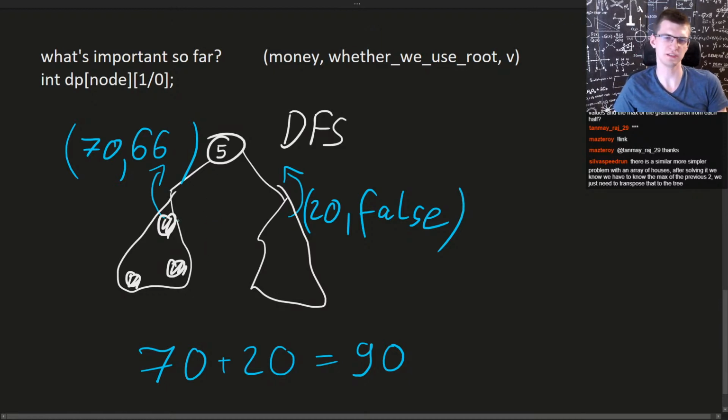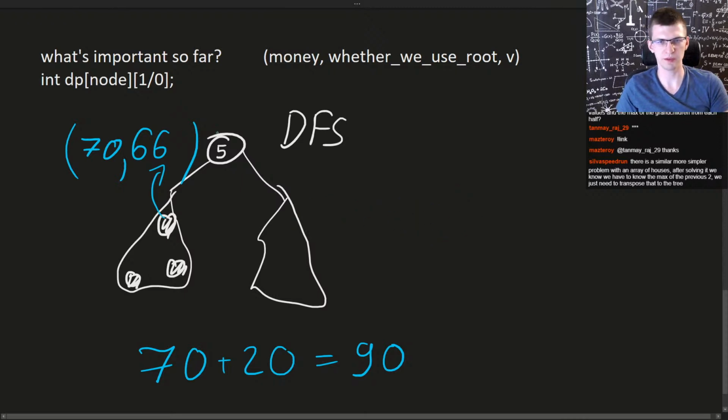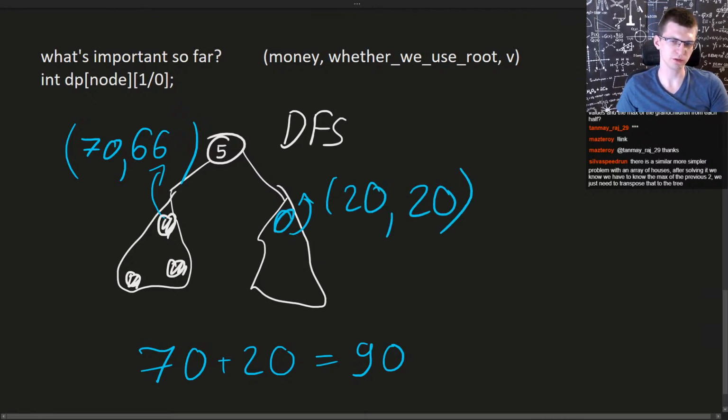Every node in this DFS should return two values: the max amount we get if we also rob this last node, and if we don't. I don't claim that the first number will be bigger than the second, doesn't matter. But using those, I can actually compute dp for the parent node. Let's say that this one returned to us 20, 20. Maybe here, no matter if we want to take this one or not, we got the same value.